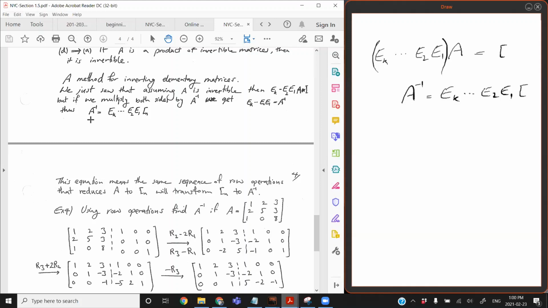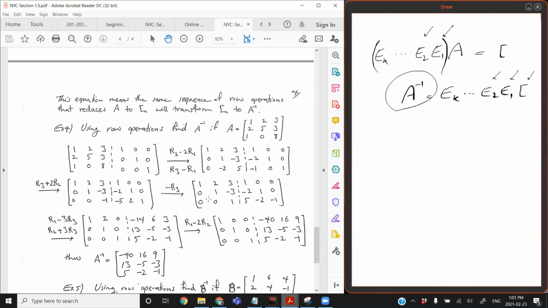So what does this mean? This means there is a sequence of row operations that I can perform on A, I would get I. If I perform the same row operations in the same order on I, I'm going to get A inverse. Is it clear now? Yes, thank you. Okay, so let's do that. This equation means that the same sequence of row operations that reduce A to I will transform I to A inverse.